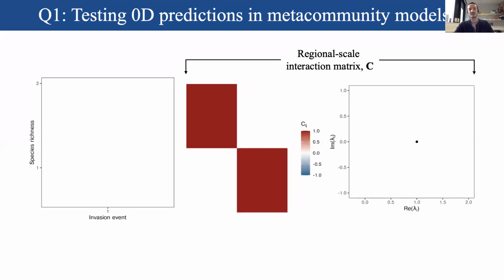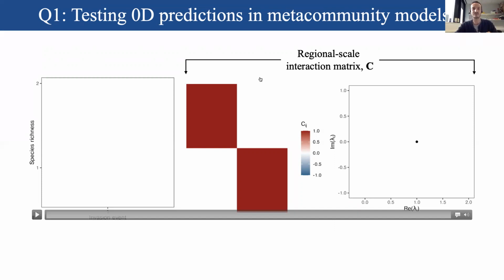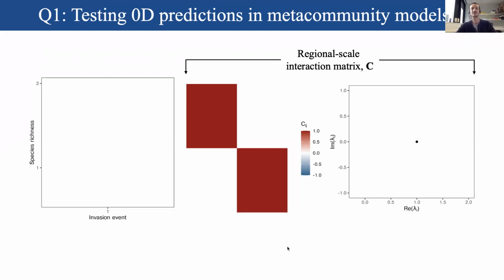Okay, so let's look at another of these assembly videos, this time a metacommunity assembly. Unlike the previous case, the central figure now represents this regional scale interaction matrix, right? The zero-dimensional approximation to the metacommunity system, accounting for its intrinsic spatial structure.